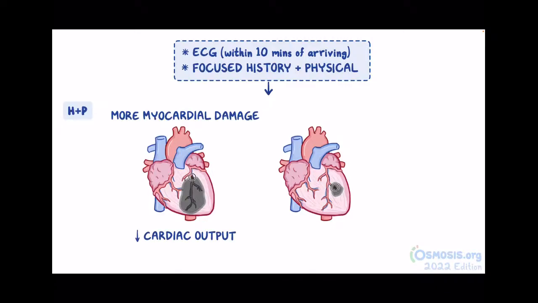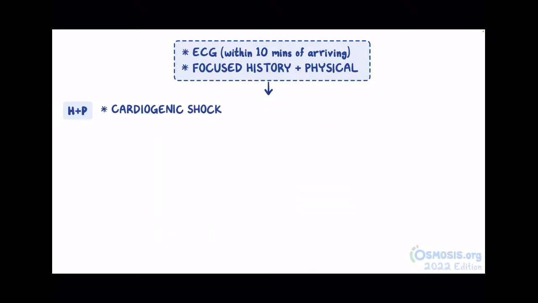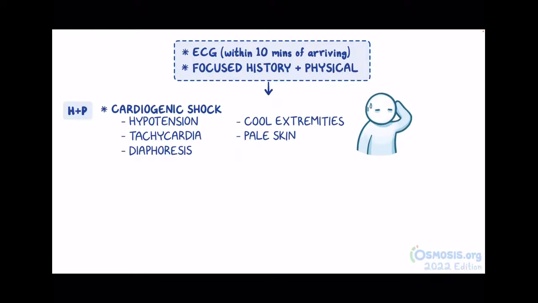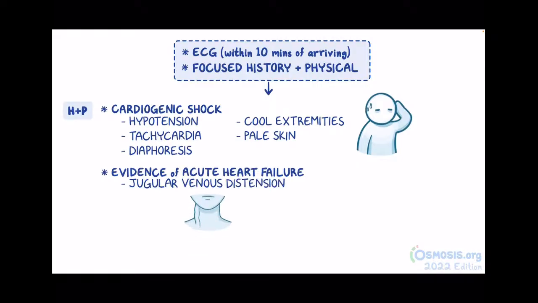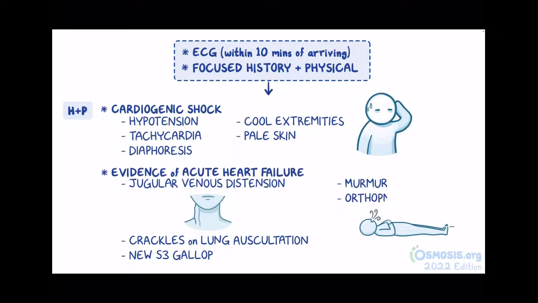As a result, physical examination may show signs of cardiogenic shock, such as hypotension, tachycardia, diaphoresis, cool extremities, and pale skin. In addition, some patients may have evidence of acute heart failure, which is characterized by jugular venous distension, crackles on lung auscultation, new S3 gallop, new or worsening murmur, orthopnea, and edema.